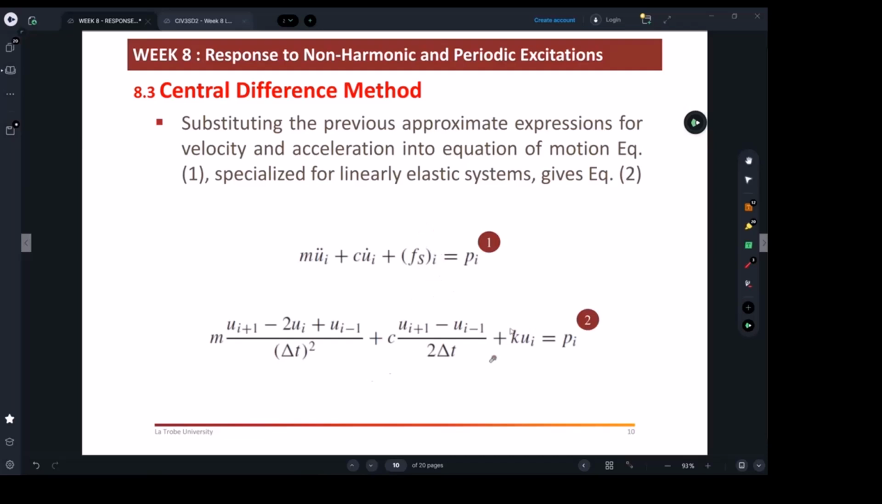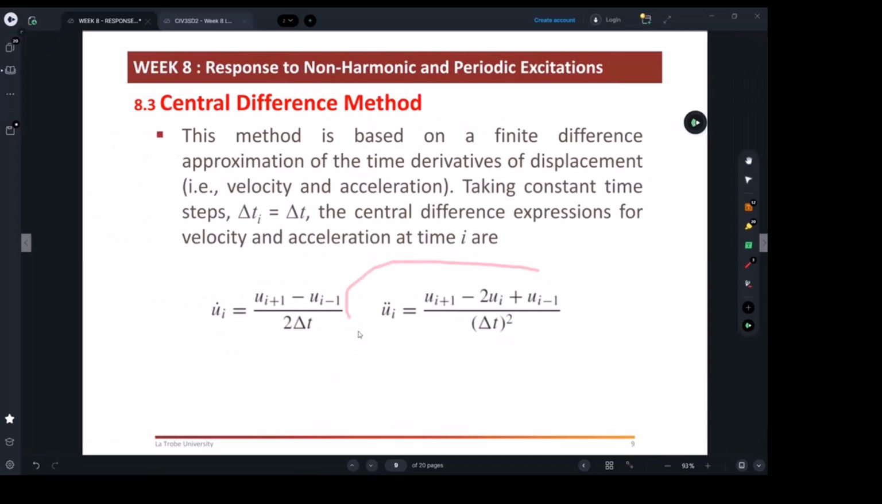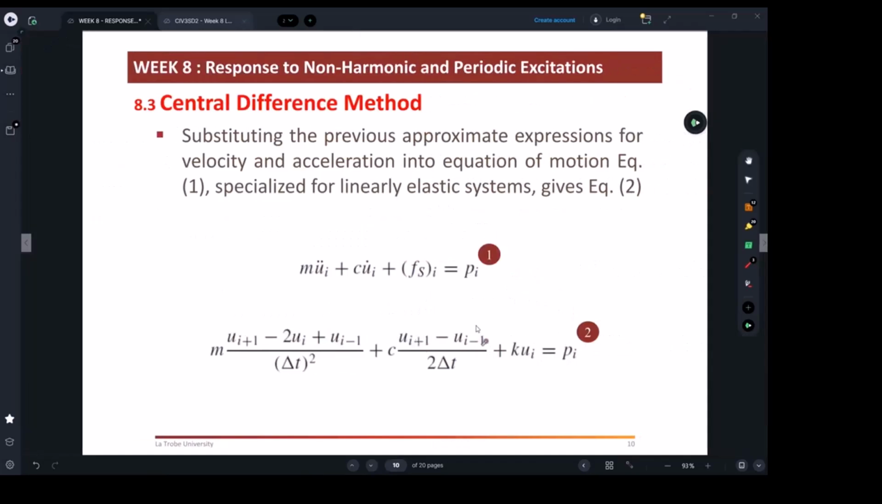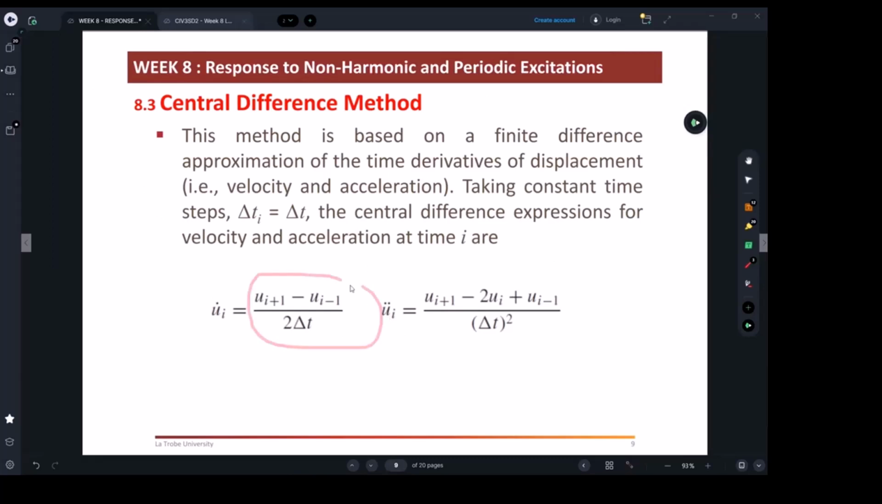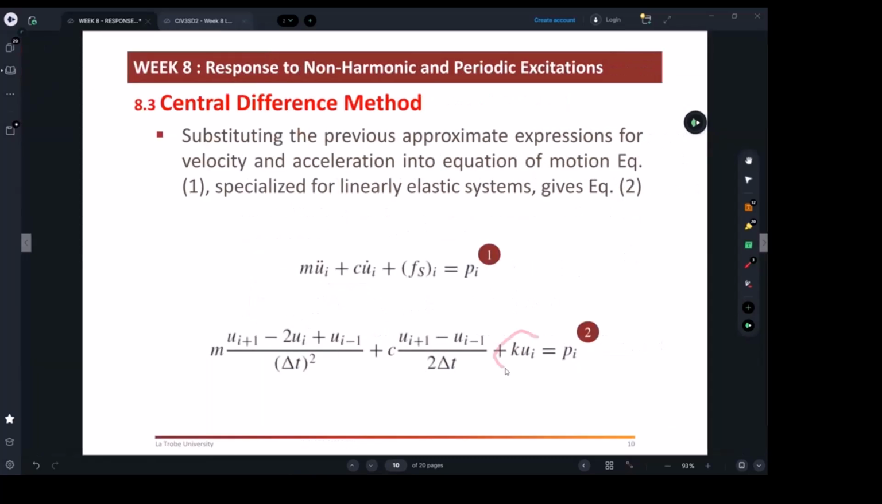So what we're doing below, we are just substituting the acceleration we have formulated from math below, and we substituted for the velocity, which we also had here. And the last thing here is our displacement, defining the stiffness force. So far, from 1 to 2, we just substituted for the acceleration, velocity, and the displacement. Now, the next step is, again, we're going to go back to math.